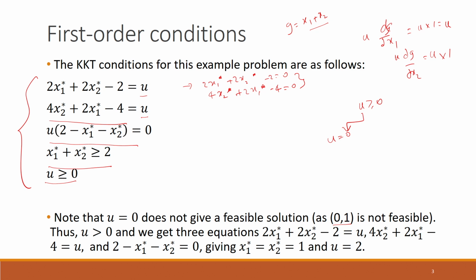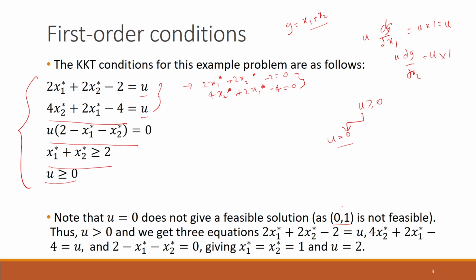So, this is the same case as when we did not have any constraints in the example before. Why? Because when we assume that u is equal to 0, we get the same conditions that we had for the case when there were no constraints.